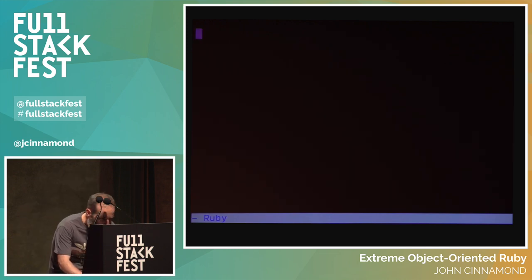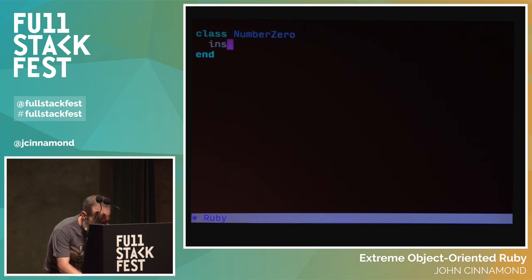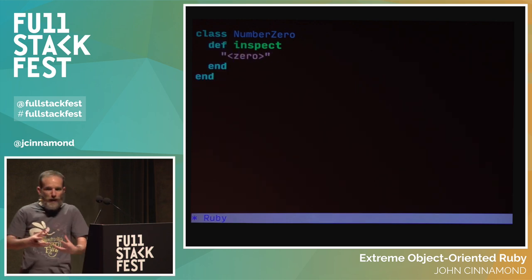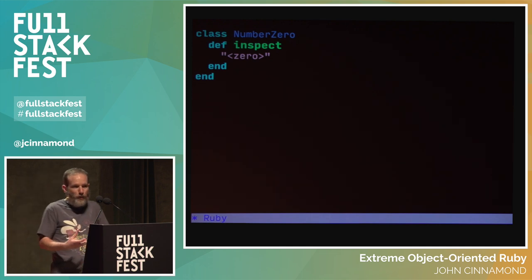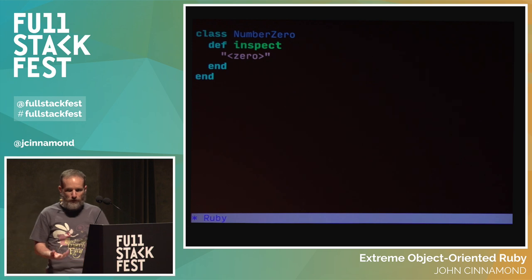OK, so I said we got 0. So I'm just going to create a class for that, and I'm going to call it number 0. And for now, I'm not going to do much. I'm just going to add an inspect method so you can see what's going on. OK, and inside here, I'll just print out the string 0, and that's it. Now, inspect and the string that I give back are not actually part of my pure OO language. I'm just putting them in here so you can see what's going on, so you can follow along.